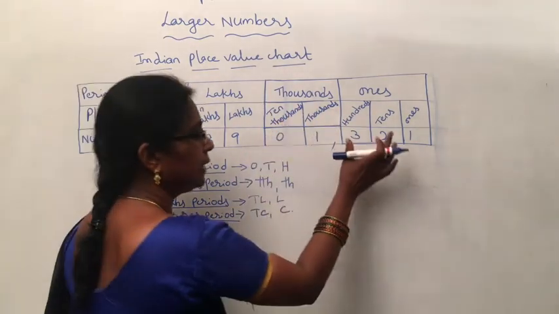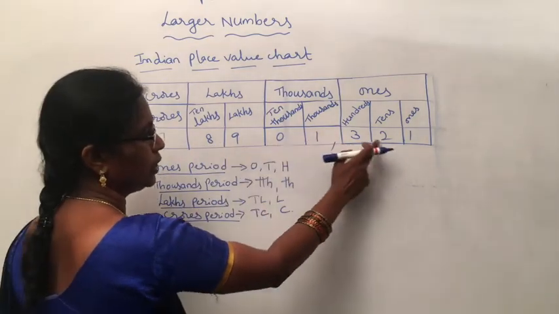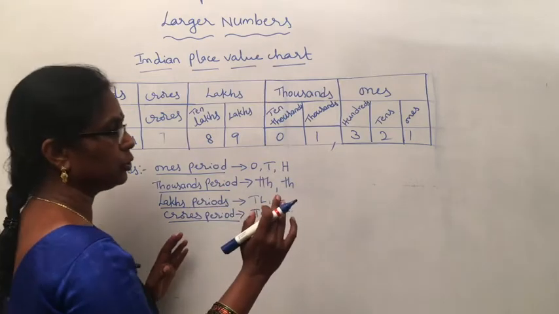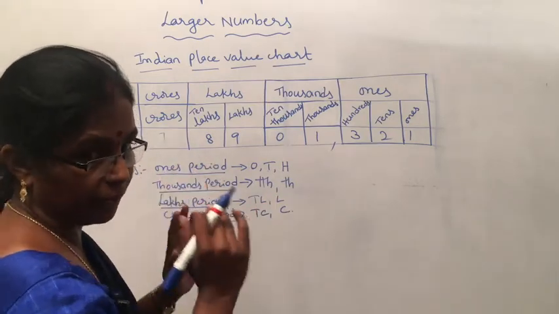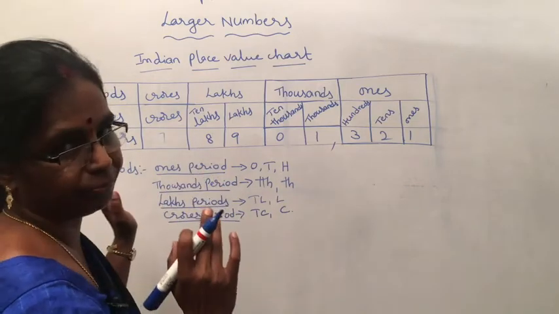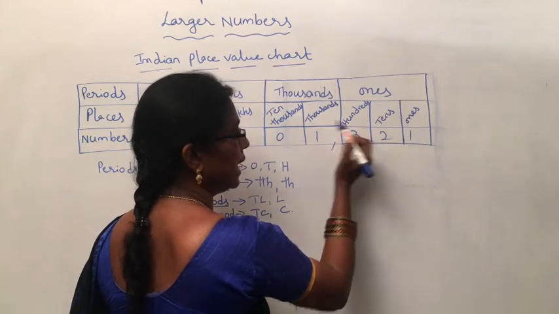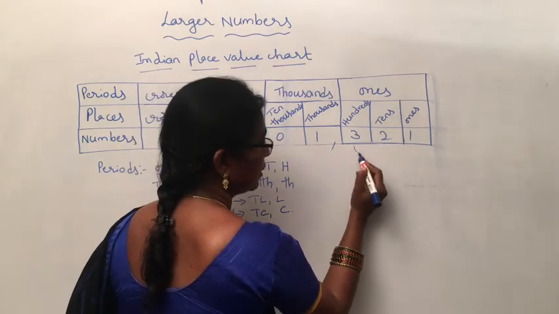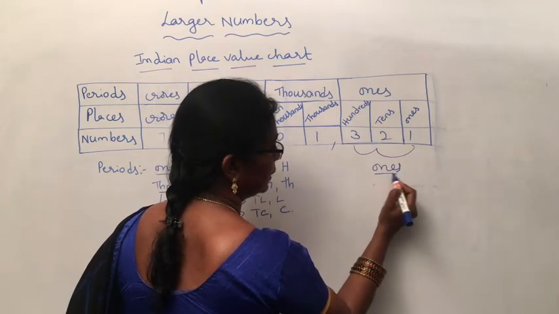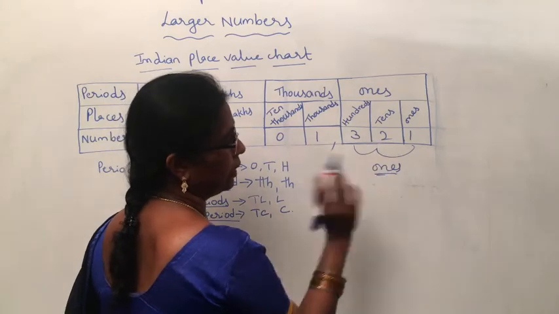Suppose here one number is given: 7890131. How to divide it first as per periods? First we have to take the places from right to left. What is the first place value? Ones, second tens, third hundreds. These 3 places come under the ones period. Then how to read? 321.